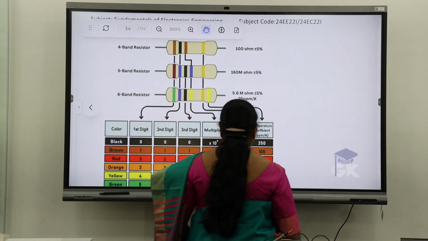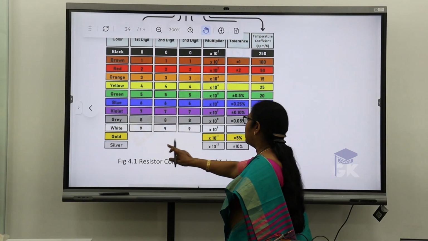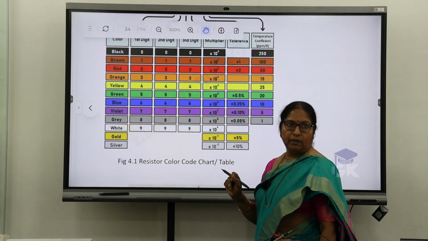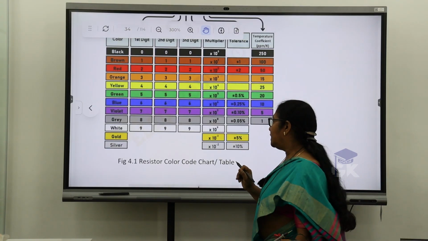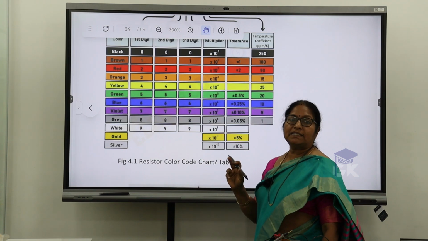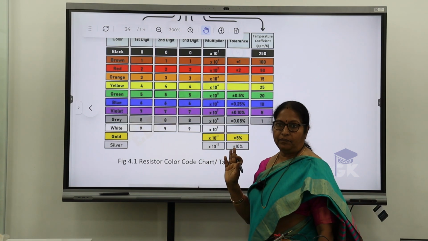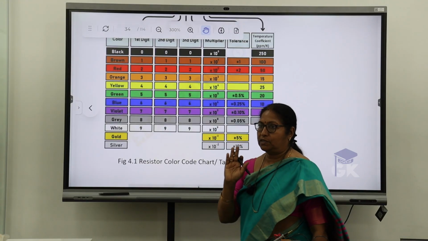Okay, see here, silver or gold. If the last tolerance band is mentioned as gold, the tolerance is plus or minus 5%. If it is silver, it is plus or minus 10%.